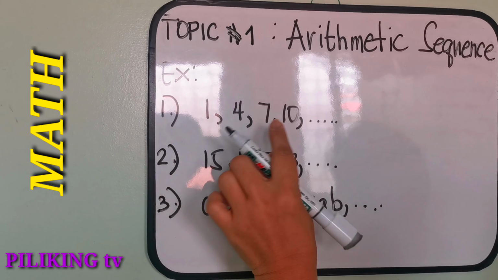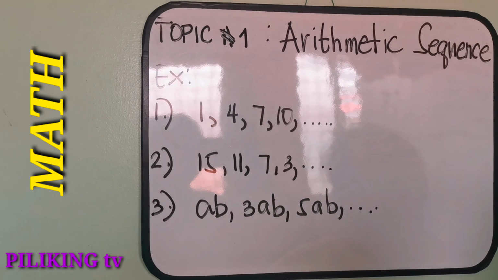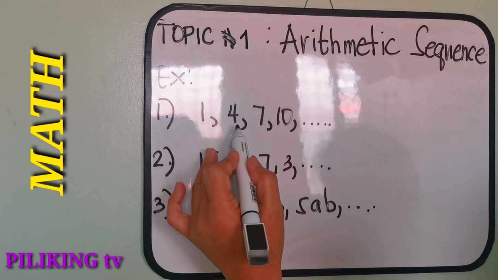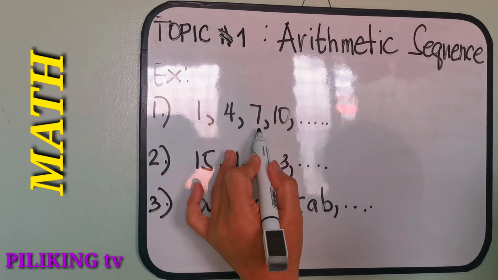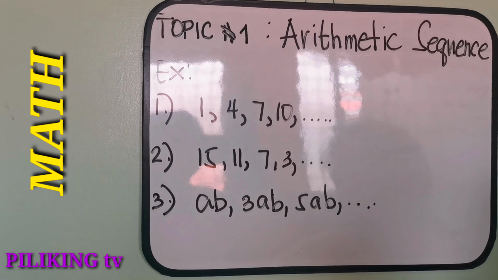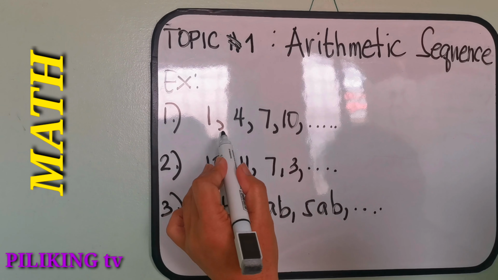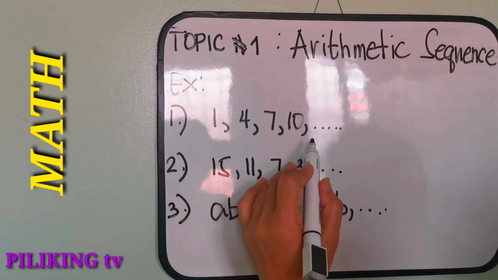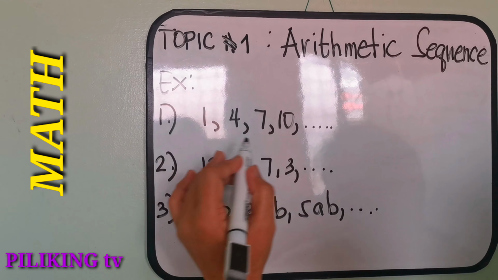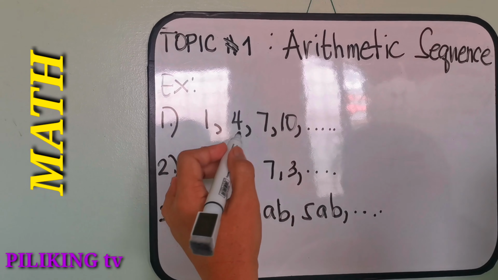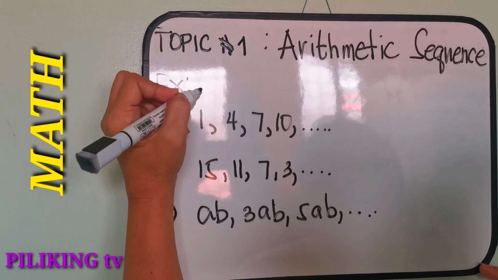So let's go back to number 1. Why is 1, 4, 7, 10 an arithmetic sequence? As you can see, the first term is 1. So how do you get the second, the third, and the fourth term? By just looking at the sequence of numbers, you have to add what number to 1 to make it 4? So you add 3.